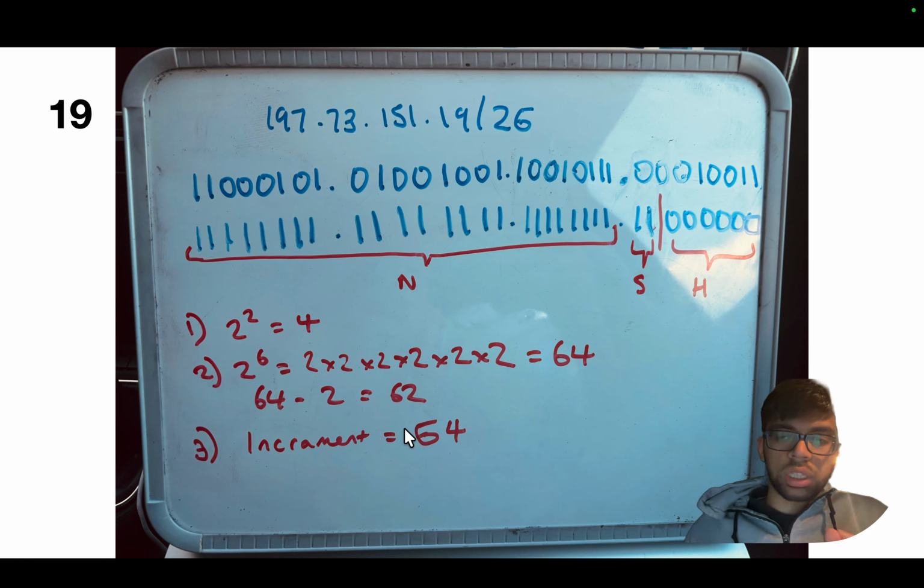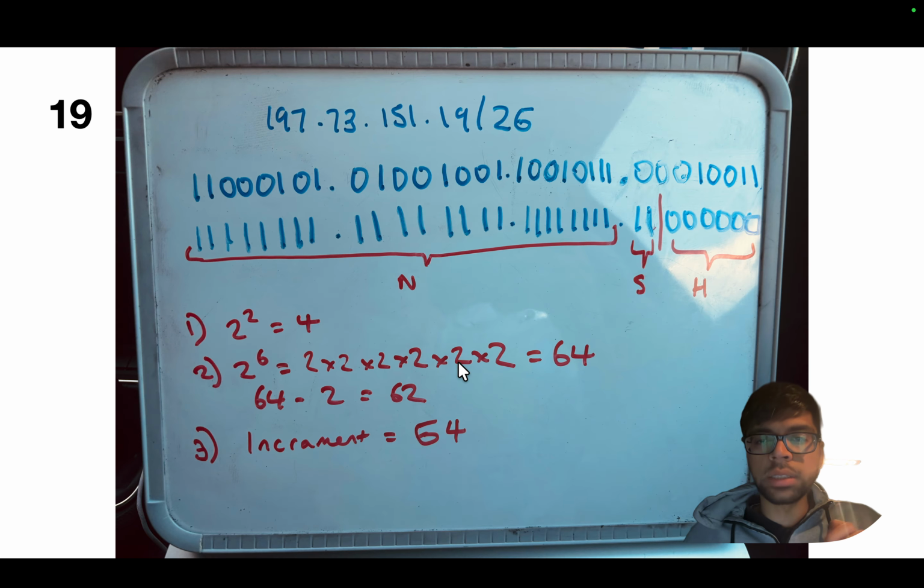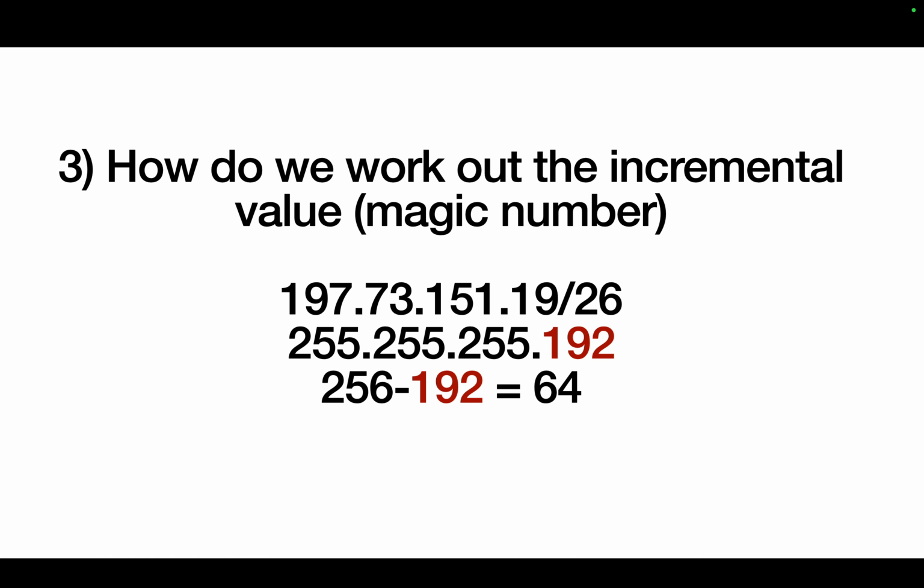Now we need to work out what's called the magic number. How do we work this out? It's 256 minus the subnet mask. This is not very clear, but 256 minus subnet mask. What that means is, over here, what you can see is 197.73.151.19.26, right? That was the IP address in question. 255.255.255.192 is that subnet mask written out in dotted decimal notation.